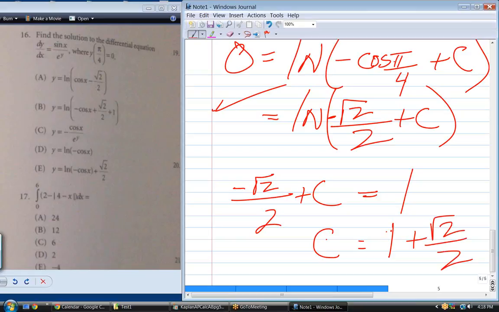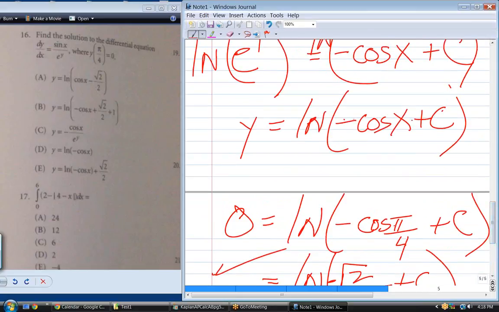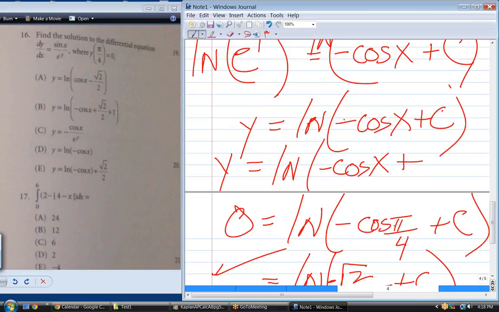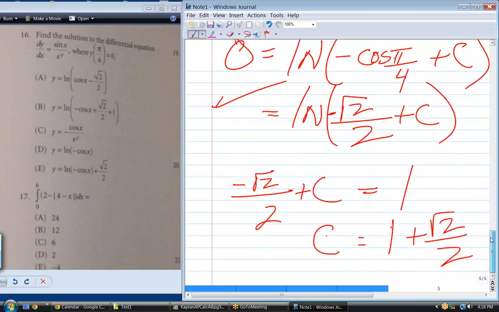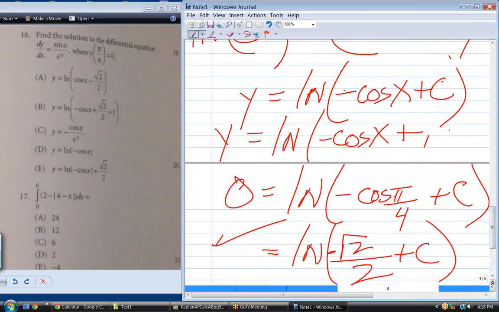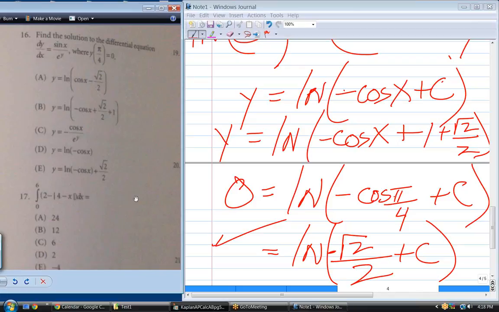So now we know what C is. So now I can go up to the equation that I got and substitute what I have for C. So it's y equals natural log of minus cosine x plus 1 plus square root of 2 over 2. So we see that? Yep, you were way ahead of me. But that is the way.